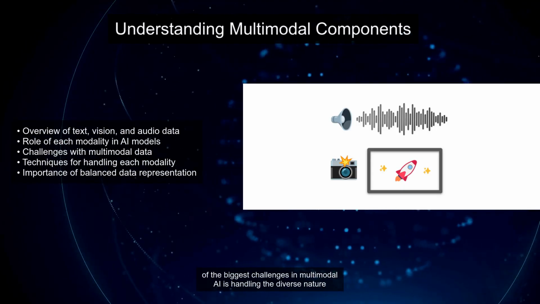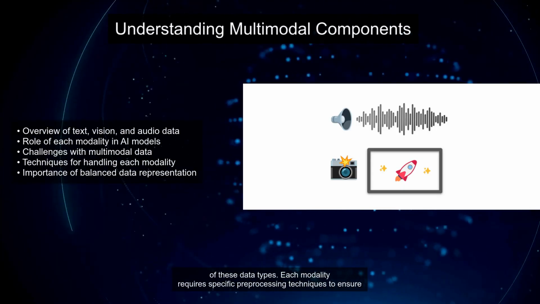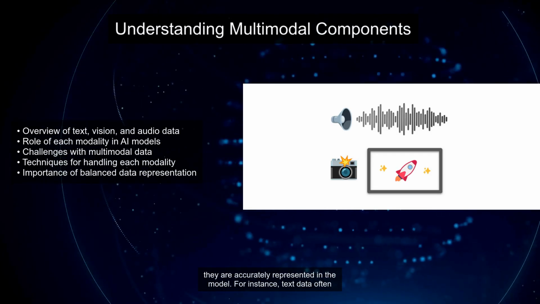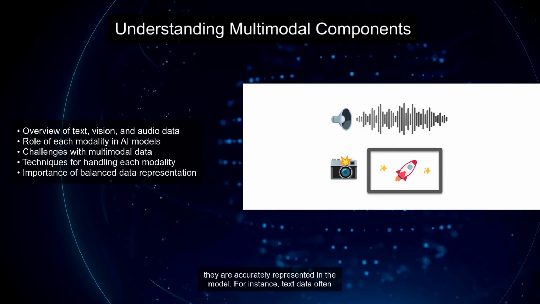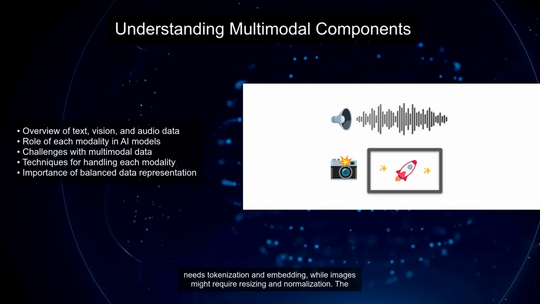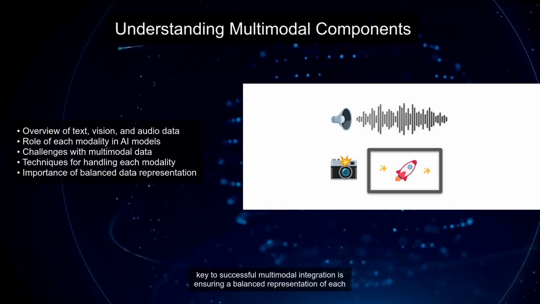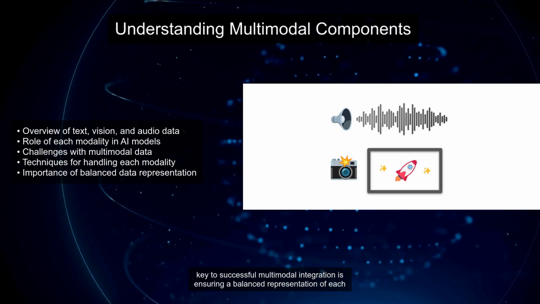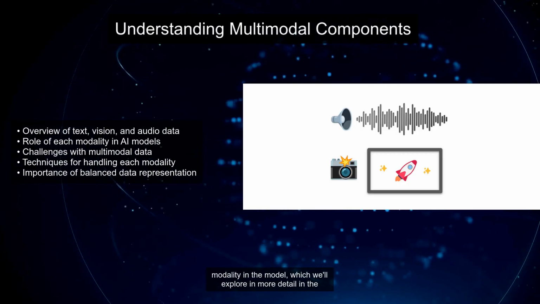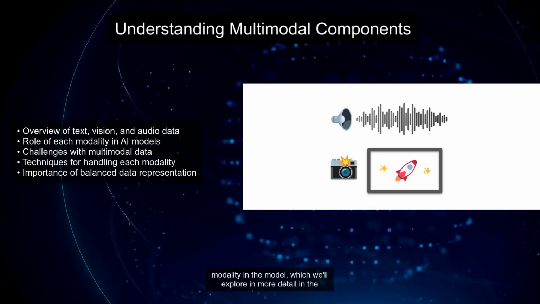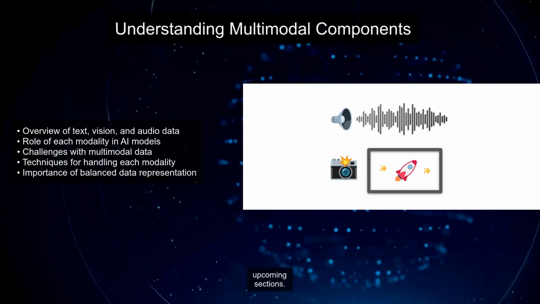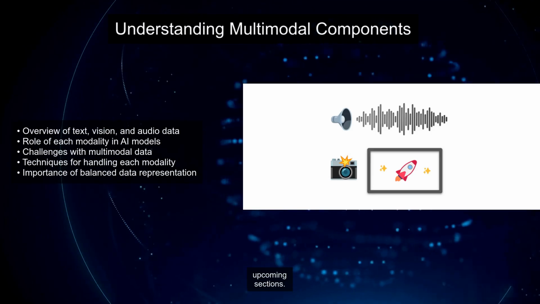One of the biggest challenges in multimodal AI is handling the diverse nature of these data types. Each modality requires specific preprocessing techniques to ensure they are accurately represented in the model. For instance, text data often needs tokenization and embedding, while images might require resizing and normalization. The key to successful multimodal integration is ensuring a balanced representation of each modality in the model, which we'll explore in more detail in the upcoming sections.